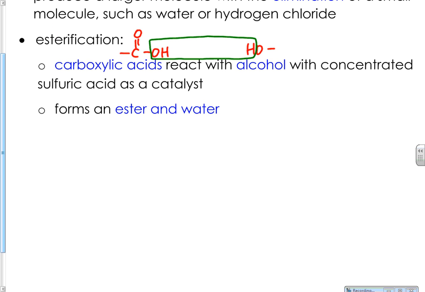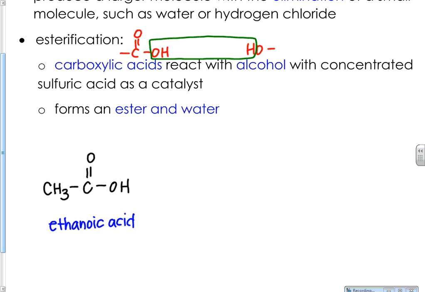Let's start with CH3COOH. Now, hopefully you guys know now, even though we've always called this acetic acid in our IB1 years, we now know this as ethanoic acid. And the reason it's ethanoic is that there are two carbon atoms in the chain.